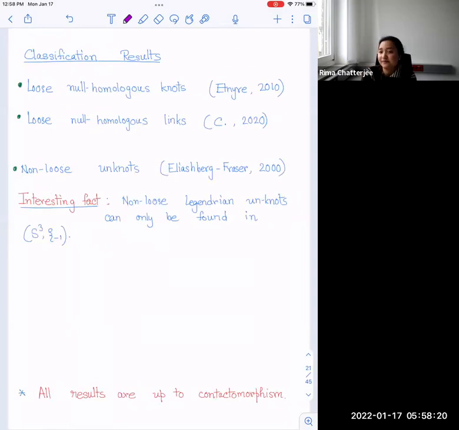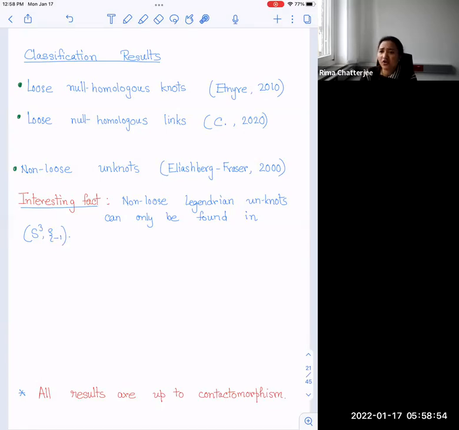The first non-loose classification was due to Ehrlich-Fraser, and this is for unknots, of course. So they classified non-loose unknots. And there is also an interesting fact in this paper that they proved, and that is that non-loose Legendrian unknots can only be found in S^3 with the over-twisted contact structure ξ_{-1}. This negative 1 is the Hopf invariant associated to that over-twisted contact structure.